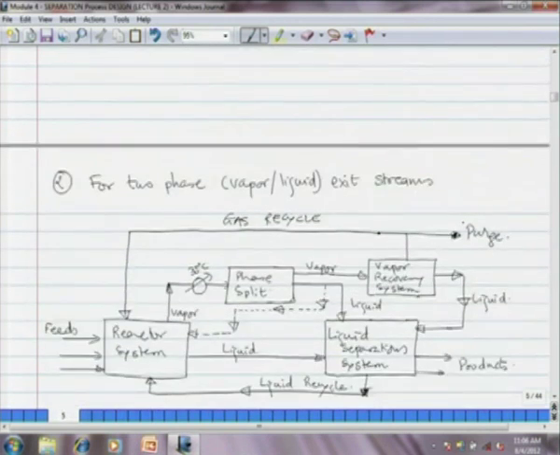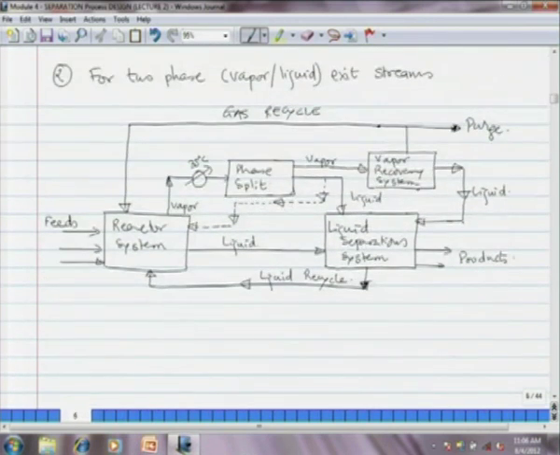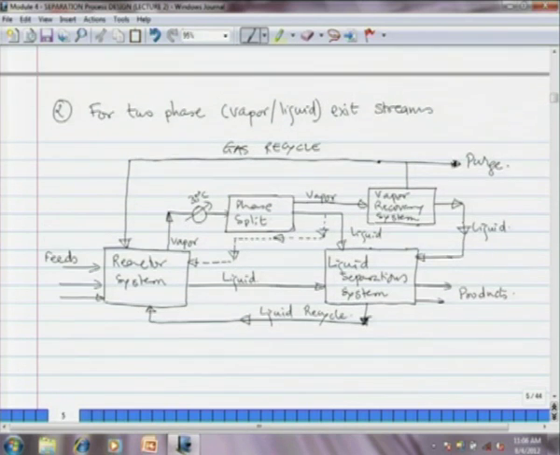Then if we have a two-phase mixture, a vapor-liquid mixture at the reactor exit, then we have the reactor system, okay, the liquid goes to the liquid separation system. As far as vapor is concerned, you have to cool to about 30-35 degrees, then you have to phase split. Phase split will generate two streams, a liquid stream which is sent to the liquid separation system as shown, and it will generate vapor which is sent to the vapor recovery system.